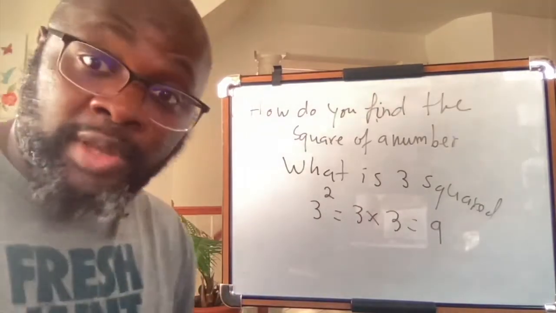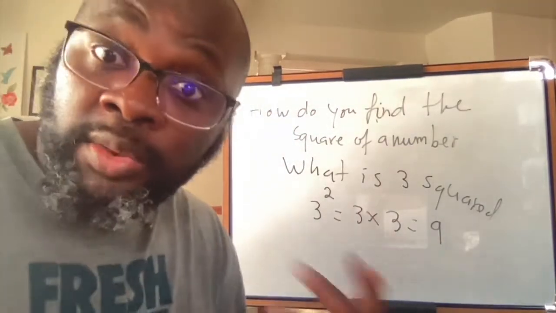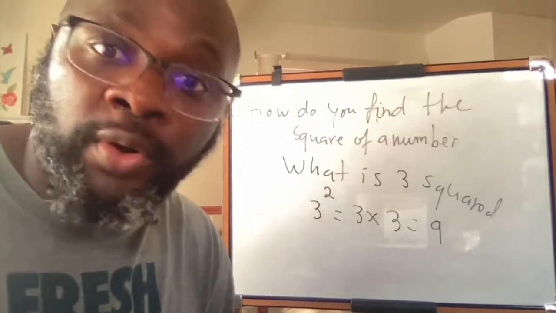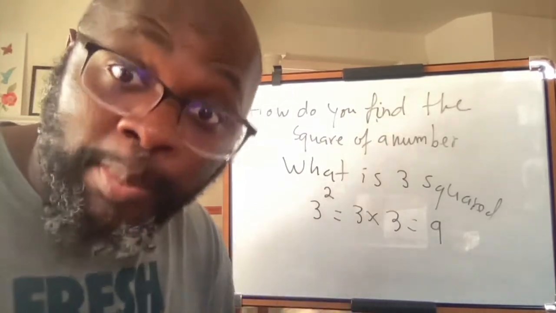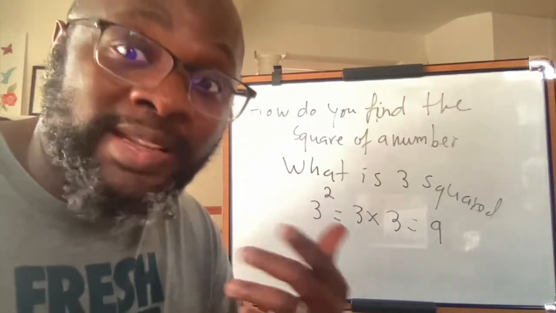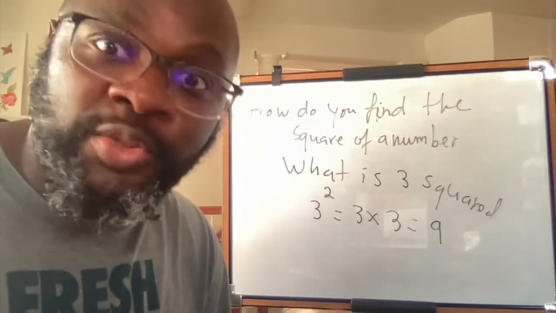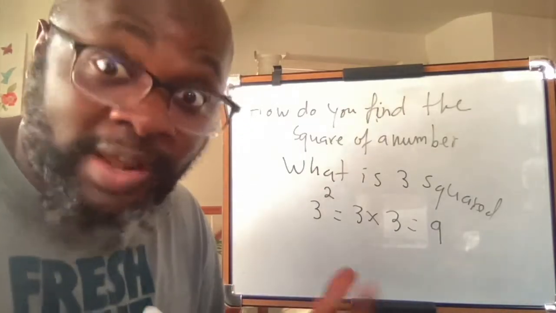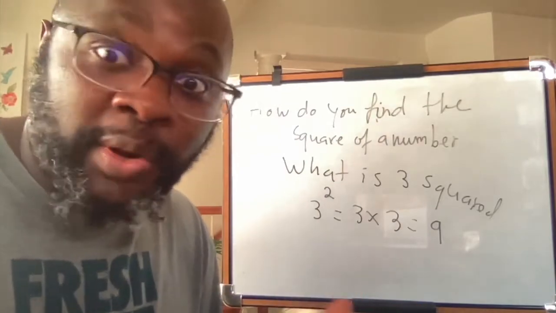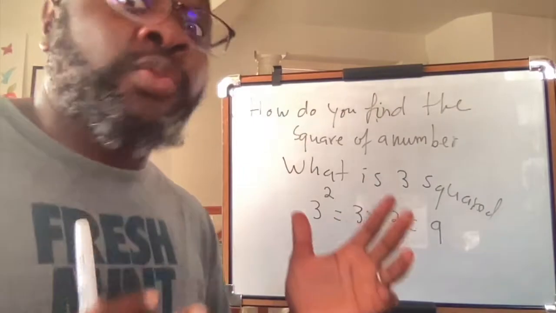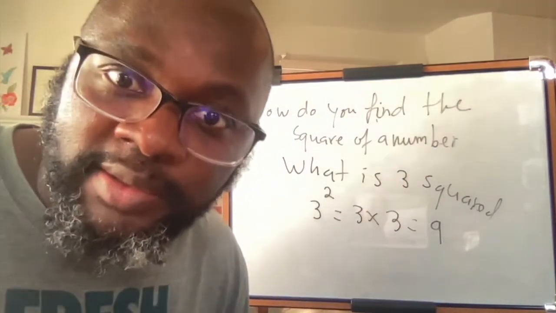So if you hear someone say, what is 3 squared or what is 4 squared, they are basically saying to you, what is 4 times 4? So squaring a number is basically taking that number and multiplying it by itself. So 5 squared will be 25 because 5 times 5 is 25. 6 squared is 6 times 6. So if you hear someone say, what is the square of 10? It's 10 times 10. It's 100.